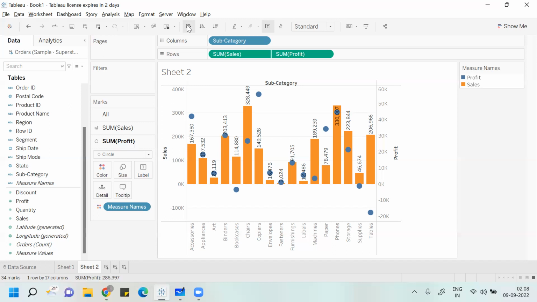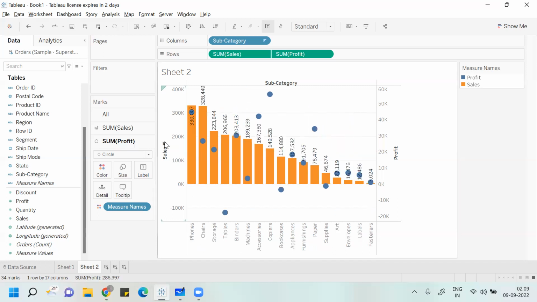Anyone, any question? You can see here, if I arrange this in descending order of sales, you can see this product like tables and all. They are the fourth highest in revenue, but when it comes to profit, the profit was very negative.